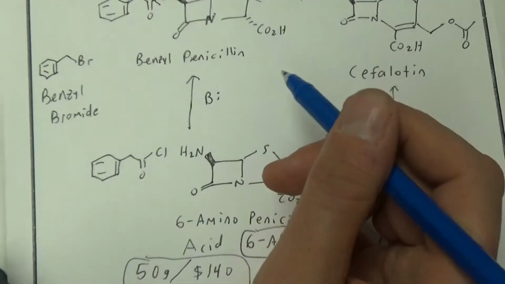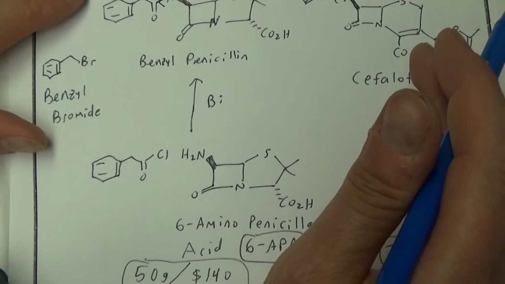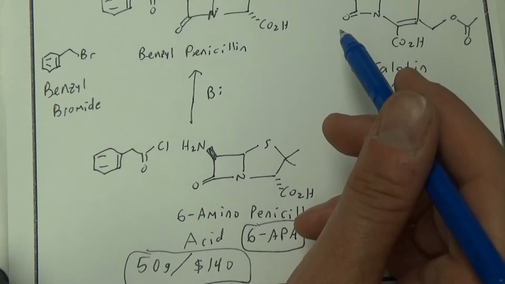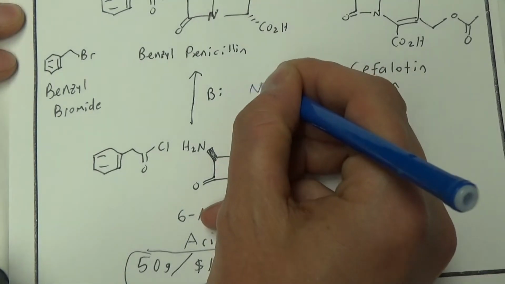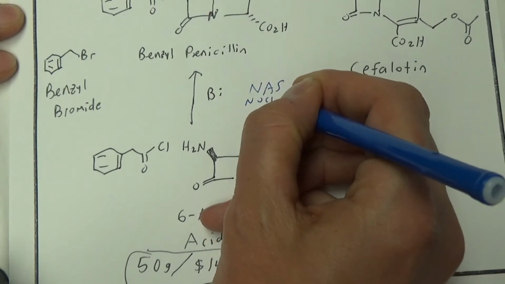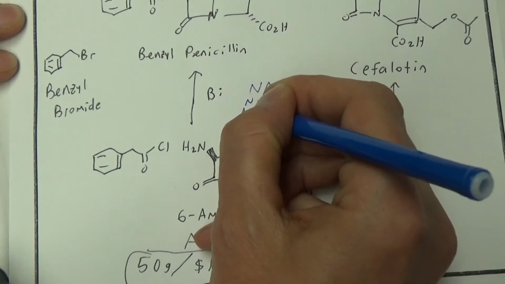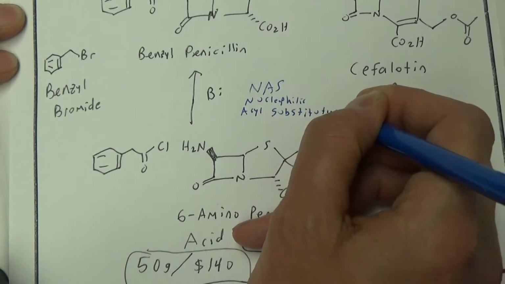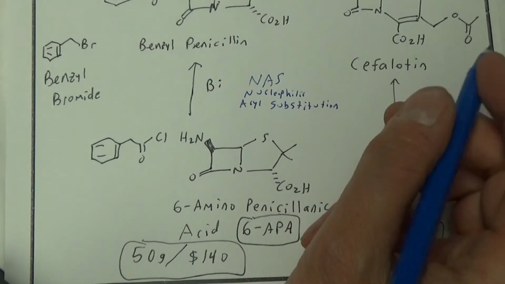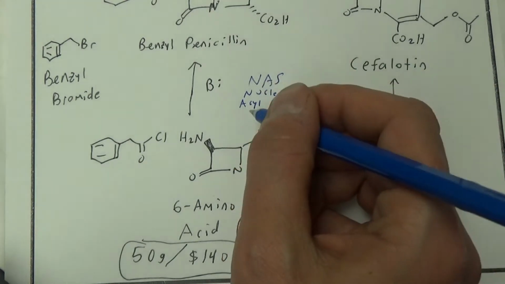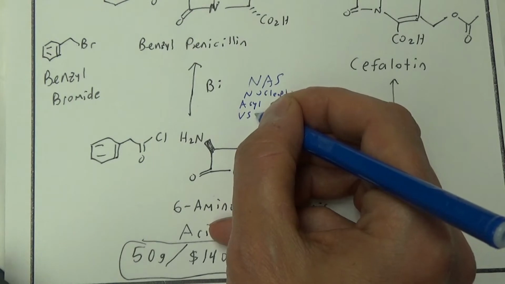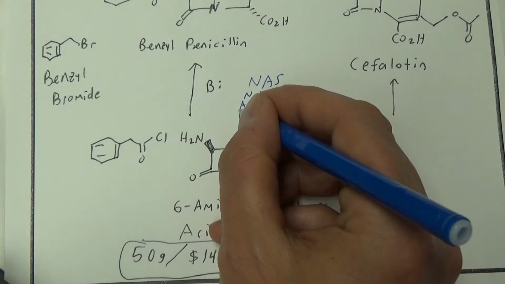What other little tidbits here? What's the name of this mechanism? Remember, our theme right now is carbonyls, and this is just another carbonyl reaction. I like to abbreviate it NAS, which is nucleophilic acyl substitution. Nucleophilic acyl substitution. I think that's in the Volhardt book, chapters 19 and 20. I think that's right.